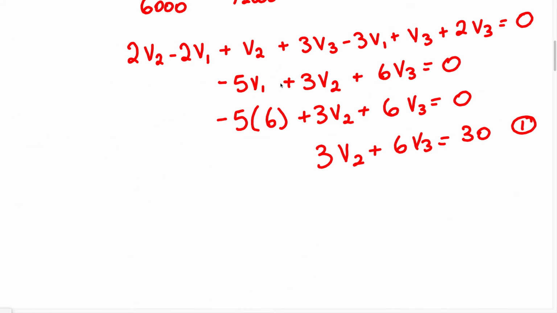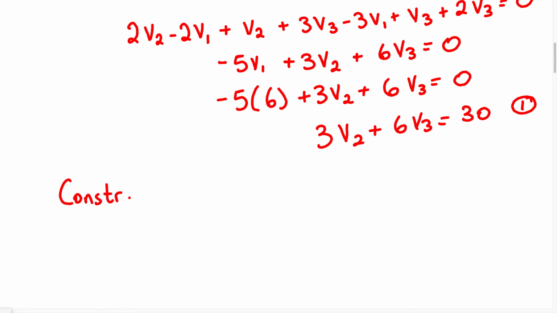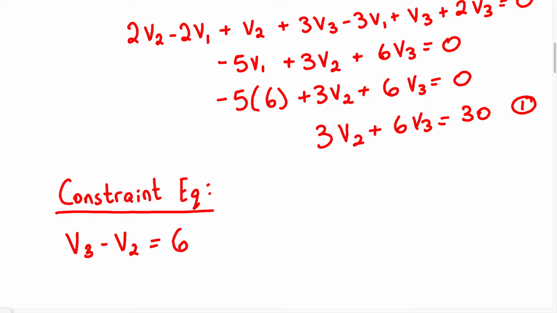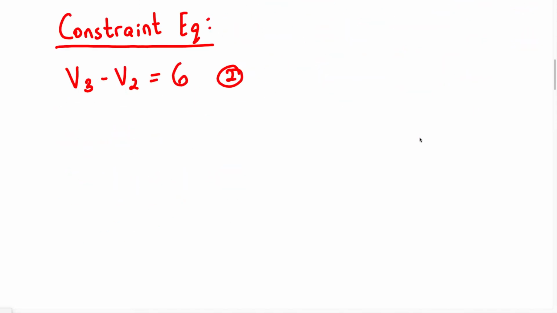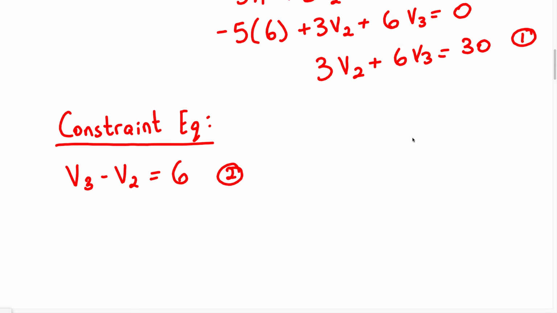Therefore, because the polarity is running positive to negative, we're going to say V3 minus V2 equals 6 volts. Okay? So for the constraint equation, we're going to have V3 minus V2 equals 6. So this is going to be equation 2. Now when we look at this, we have two equations and two unknowns. Therefore, you can use simultaneous equations or the matrix method. I'm just going to use the matrix method. I'm going to do it right here, actually.